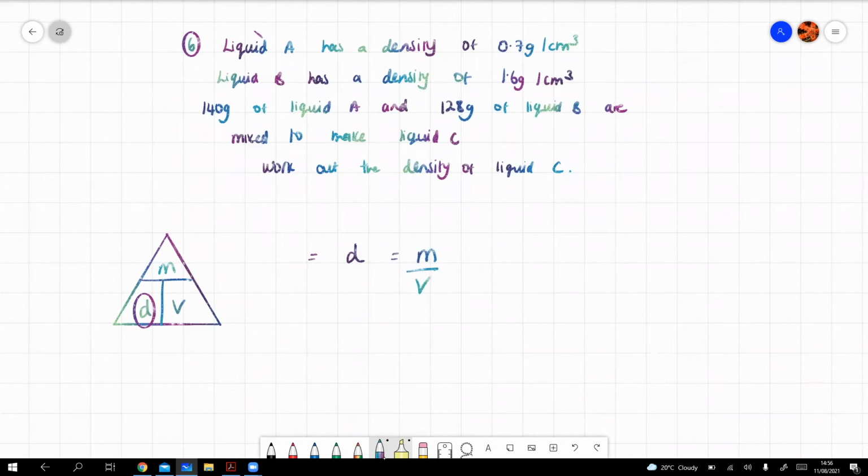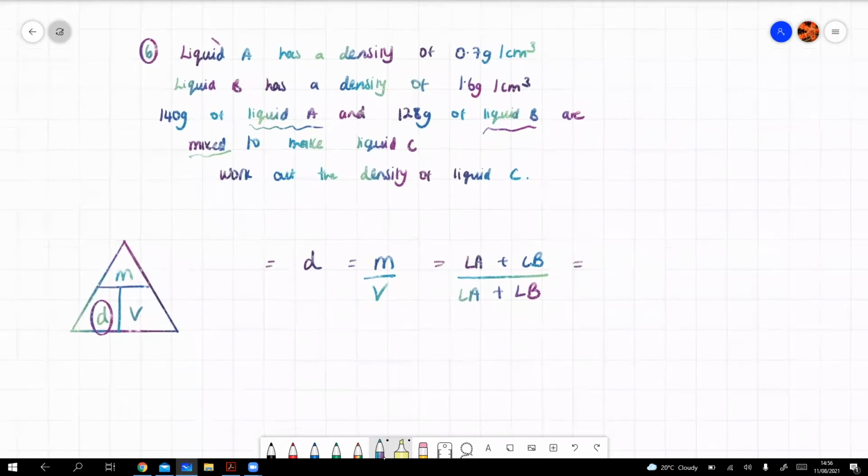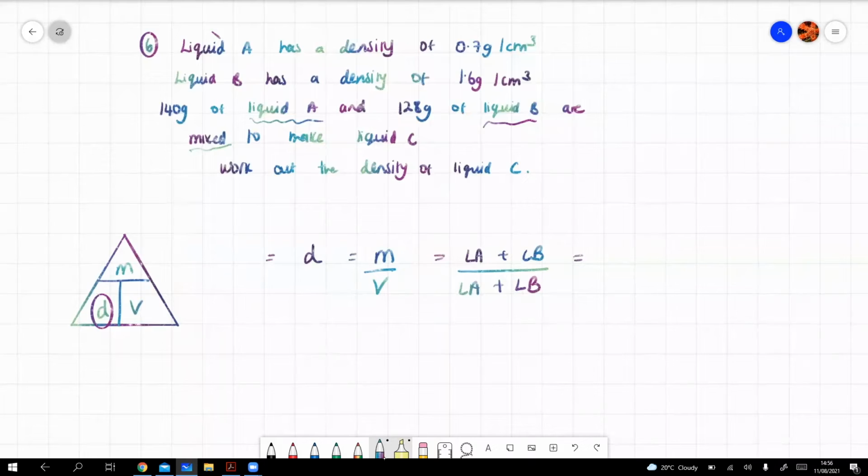Now, it tells me that I've got to mix liquid A and liquid B together to make liquid C. Okay, well, first of all, I want the density of liquid C, so I've got to add the mass of liquid A plus liquid B, and then the volume of liquid A plus liquid B. But liquid A's mass, what's the liquid A mass? Let's have a look. Oh, we don't know that, do we? We just know the density. We want to work out the density and we want the mass.